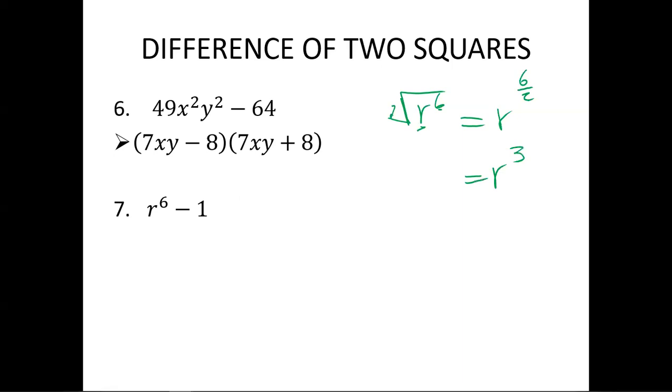And your factors here, when I find the square root of 1, the square root of 1 will just be 1. So in this case, I'll have as the first term in each bracket r to the exponent of 3. In the second bracket, I'll have r to the exponent of 3 minus 1.